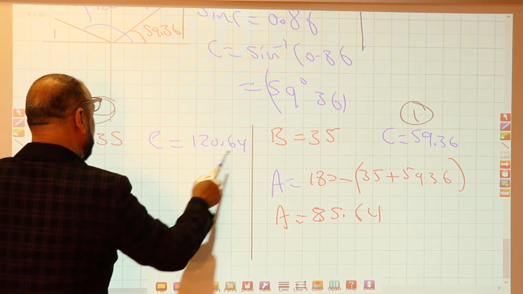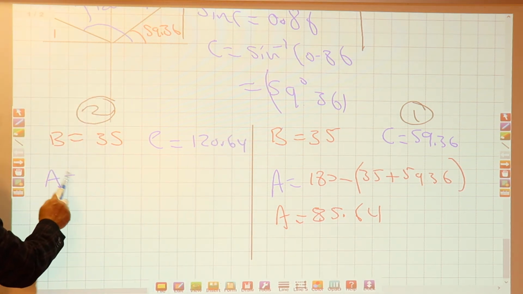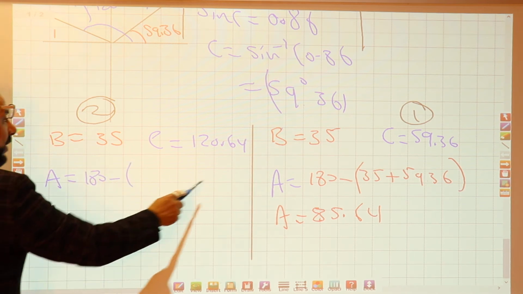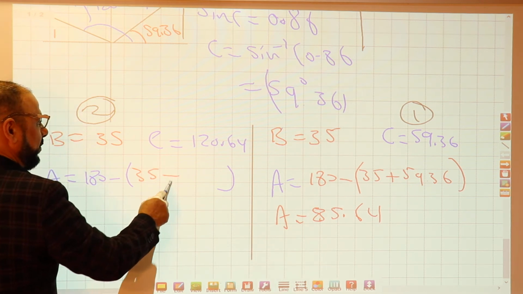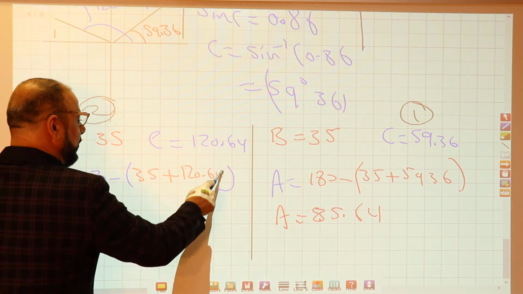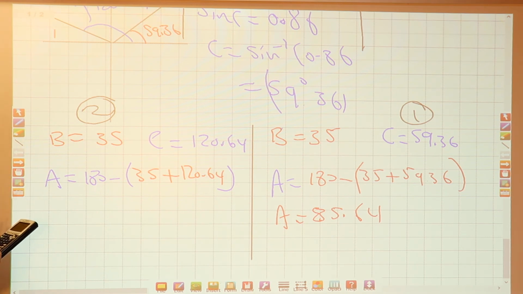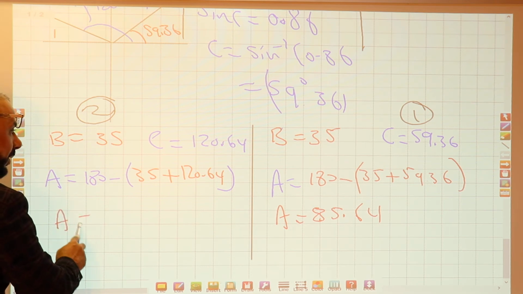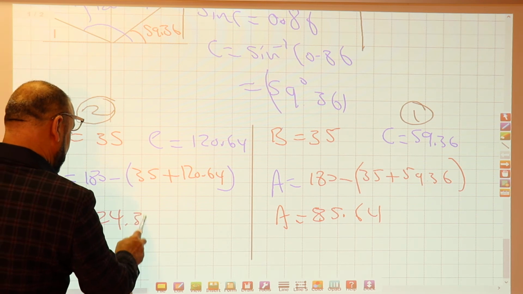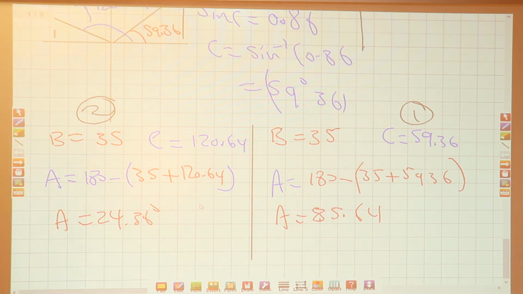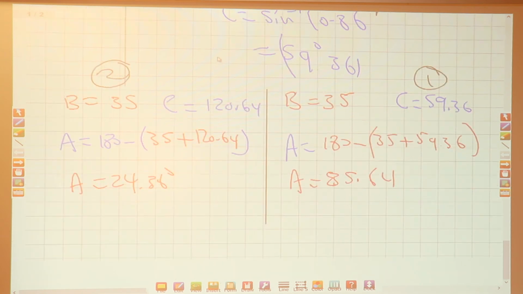120.64. Now the third angle, A, equals 180 minus these two, 35 plus 120.64. 180 minus 35 minus 120.64, which is A equals 24 degrees. Okay, 24.38 degrees. Now we have two cases, as we mentioned.